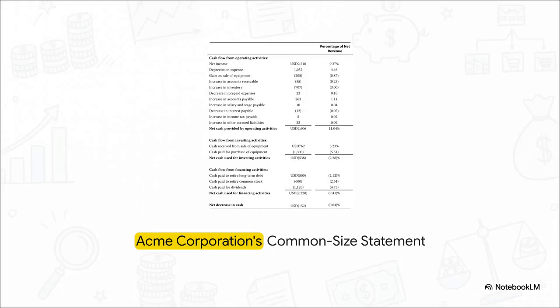The case of Acme Corporation brilliantly illustrates this net revenue approach. It transforms those raw line items into percentages to reveal hidden trends. For instance, you can quickly see that Acme's net cash provided by operations was 11.04% of their net revenue. That actually exceeded their net income margin. This kind of standardization gives us a rock-solid basis for forecasting future cash flows right alongside our revenue projections.